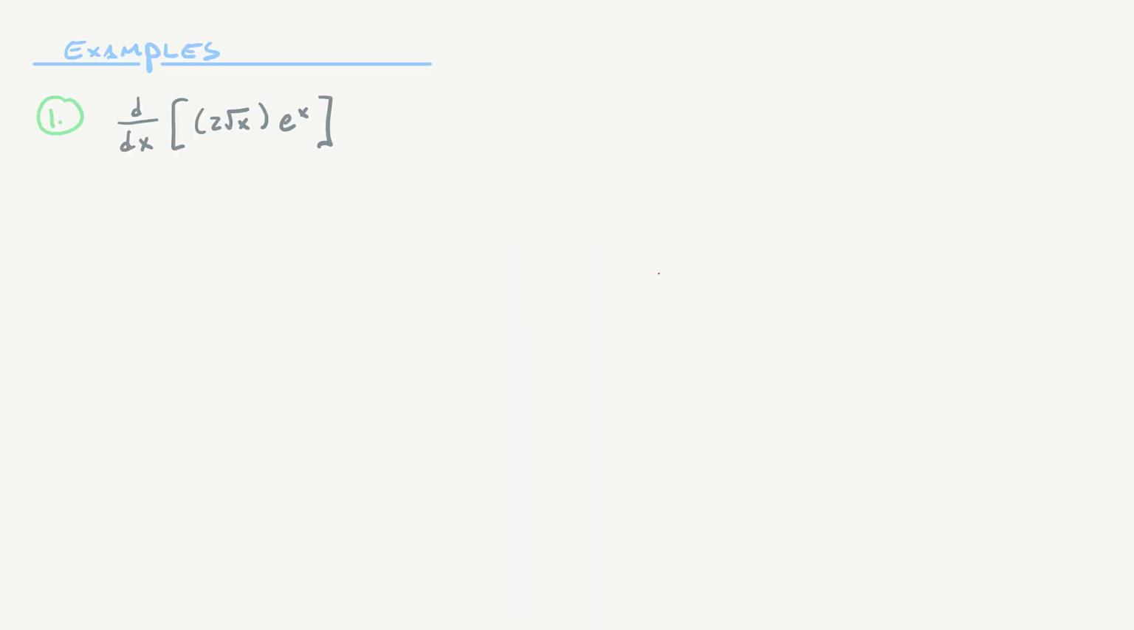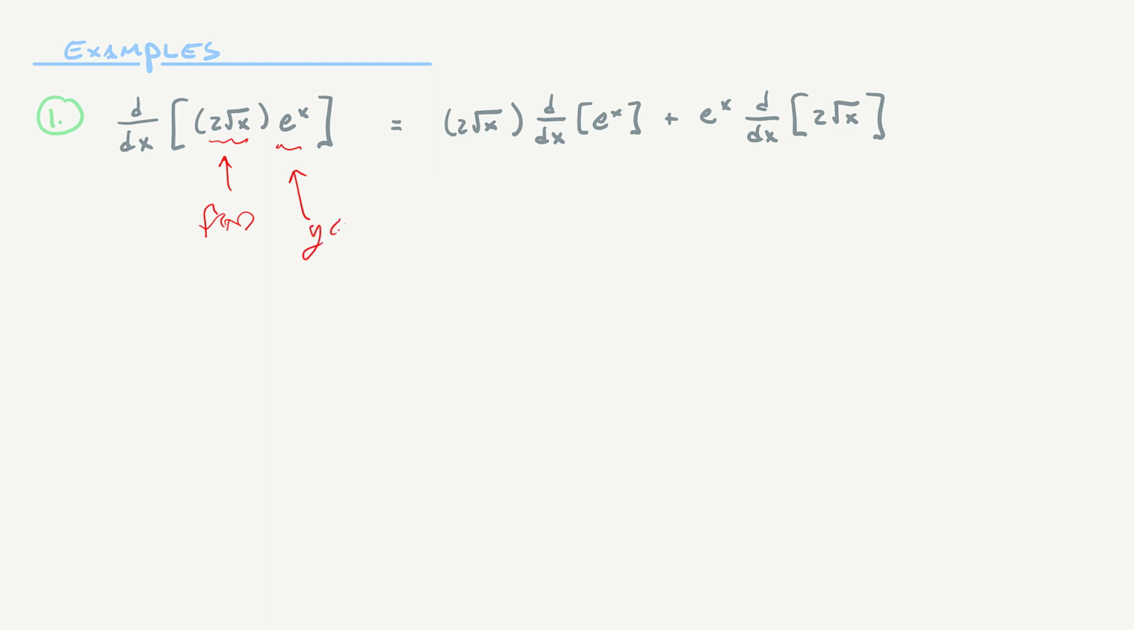All right, example 1. Let's find the derivative of the product of 2 root x and e to the x. So we need to immediately instantiate the product rule. We're going to call this thing f of x and this thing g of x, and I'm just going to run it through the product rule. So we've got f of x, 2 root x, times the derivative of g of x, which is the derivative of e to the x, plus g of x, which is e to the x, times the derivative of 2 root x.